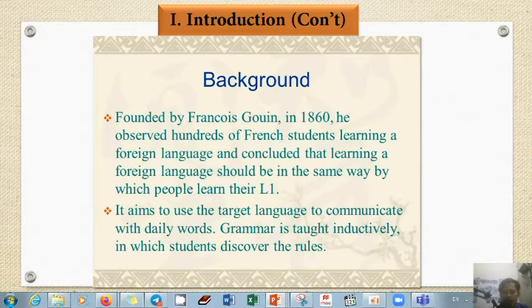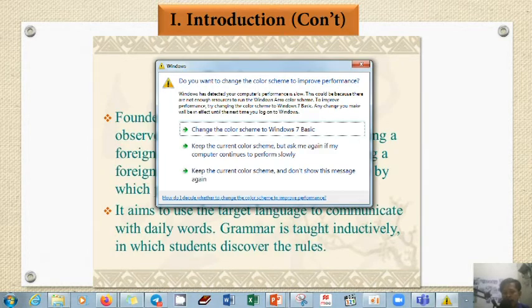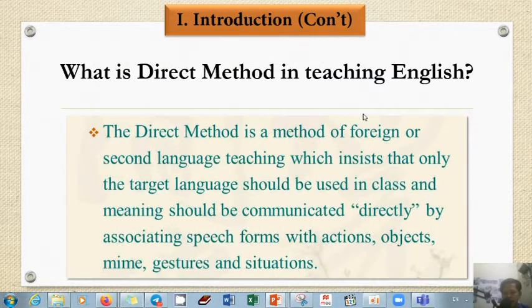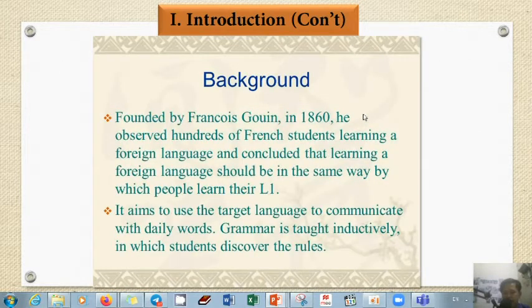Now let me introduce the background of the direct method, founded by Francois Gouin in 1816. He observed hundreds of French students learning a foreign language, and concluded that learning a foreign language should be the same way by which people learn their L1. They aim to use the target language to communicate. Grammar is taught inductively, in which students discover the rule. It means that we focus on the target language to communicate with words, or sometimes with pictures or gestures, rather than strictly with grammar.